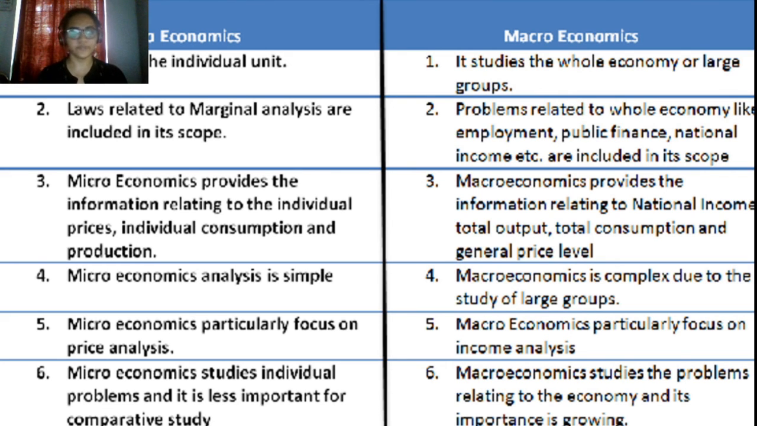And microeconomics majorly focuses on price analysis, whereas in macro we deal with income analysis. Microeconomics studies individual problems, whereas macroeconomics deals with the whole economy, and comparisons between different world economies are taken care of under macroeconomics. So these are the major differences between microeconomics and macroeconomics.